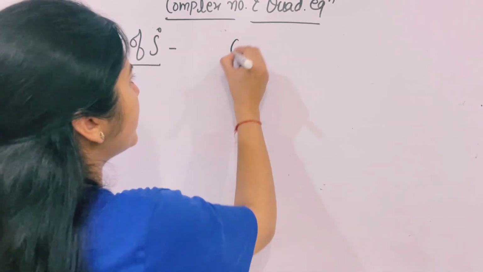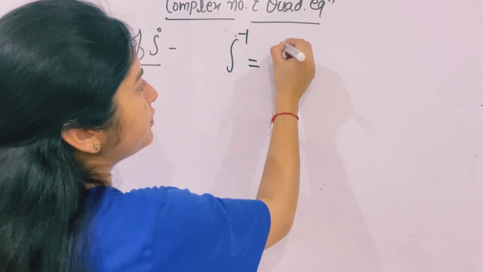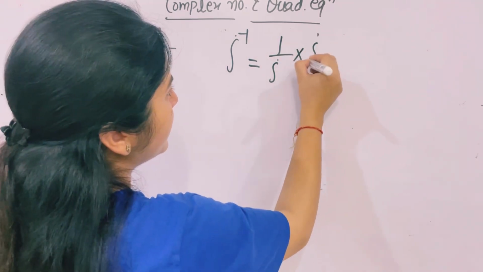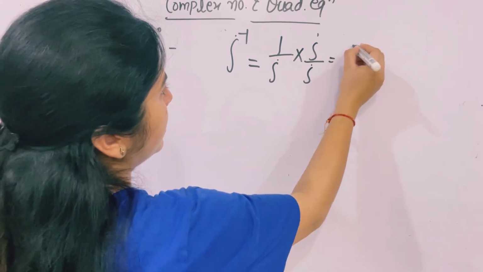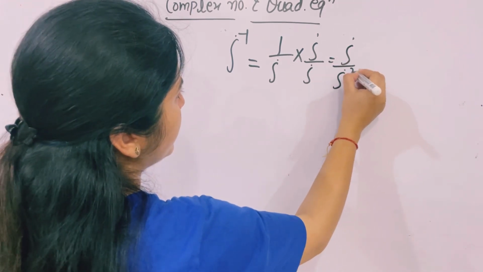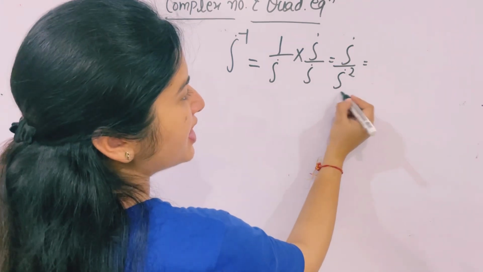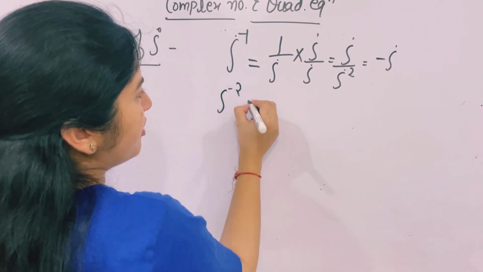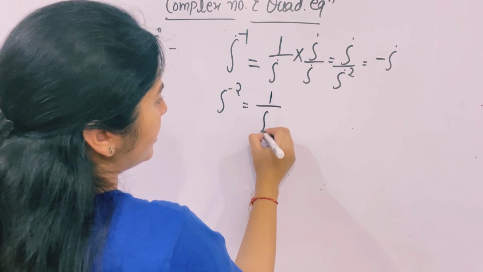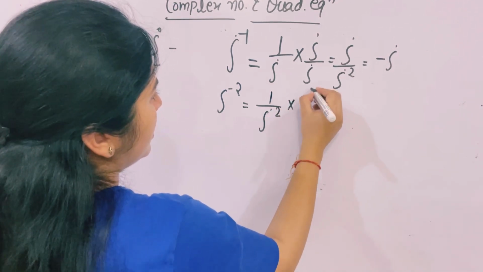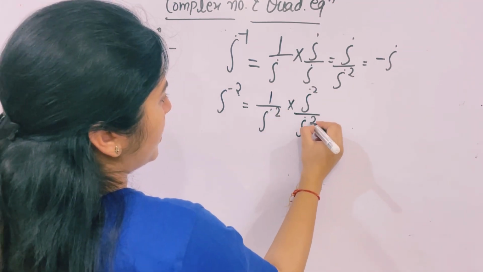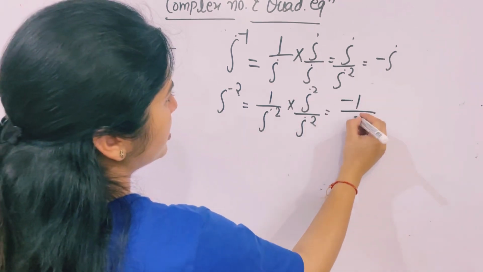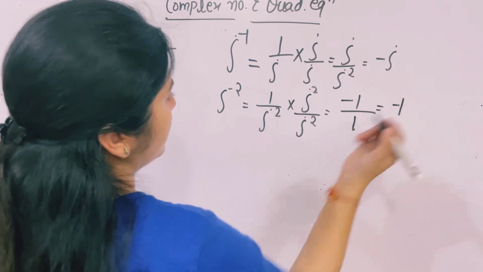So we have iota raised to power minus 1, which can be written 1 upon iota. If I multiply and divide by iota, it becomes iota upon iota square, and iota square is minus 1, so it becomes minus iota. Similarly, iota raised to power minus 2 is 1 upon iota square, which is minus 1, so it becomes minus 1.